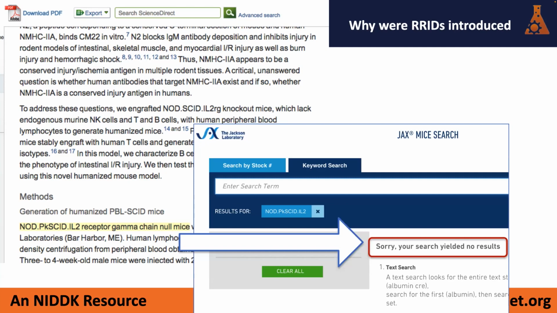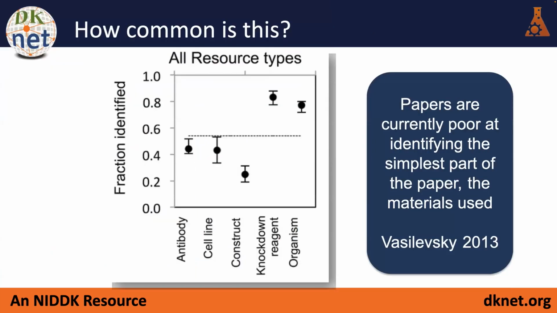If you actually go to the site, sometimes you can't find that because, again, writing about a reagent or an organism is different than identifying it, especially with a critical identifier. And so this was actually quite common. So in 2013, Vasilevsky and others looked at the ability to identify resources in the literature.